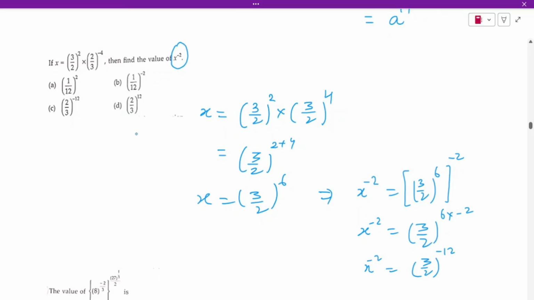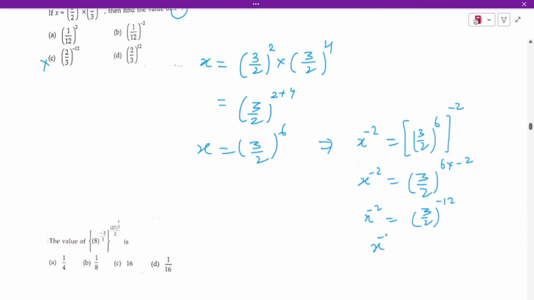If we look into the options, we have 2/3 given here. But (2/3) raised to the power minus 12 is not possible. We have (3/2) raised to the power minus 12, right? But here (2/3) raised to the power plus 12 is there, so we can get the plus power by using the reciprocal law. By changing the numerator and denominator, the power sign will change from negative 12 to plus 12. So x^-2 is equal to (2/3) raised to the power of 12. So option number D is correct.